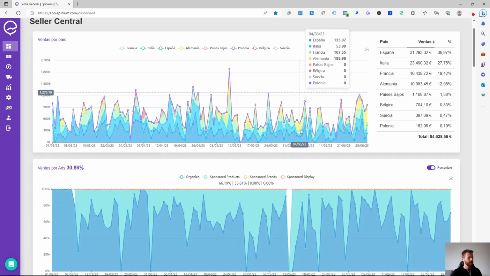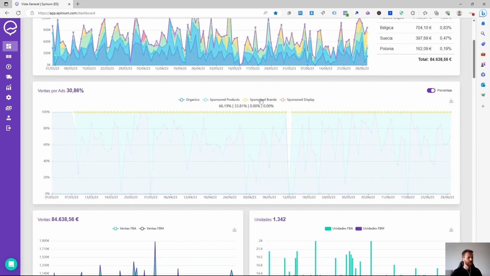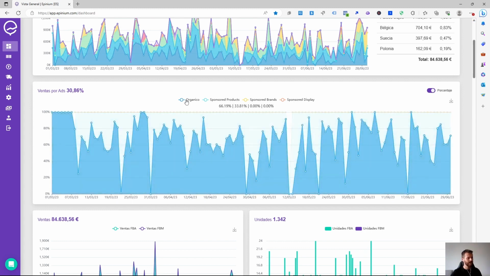At the bottom of the following graph, we find sales per ads. Here we basically monitor the percentage of total revenue. Out of our 84,000, 30% comes from advertising. We monitor both the source and content of ads, and not only do we monitor what comes from advertising and what doesn't, but if we had different types of ads enabled, both sponsored product, sponsored brand, sponsored display, we could know what is the amount of revenue we have, what is the percentage that occupies each of them with respect to organic sales.